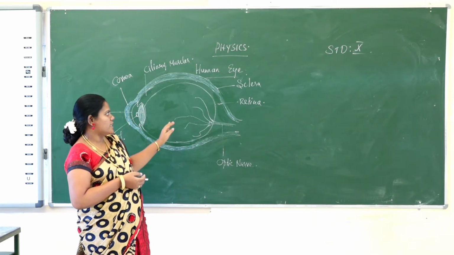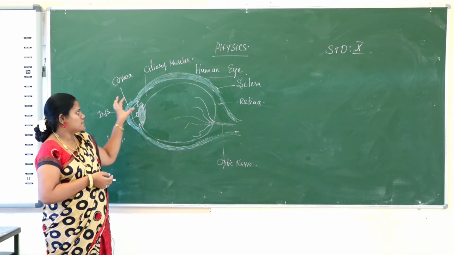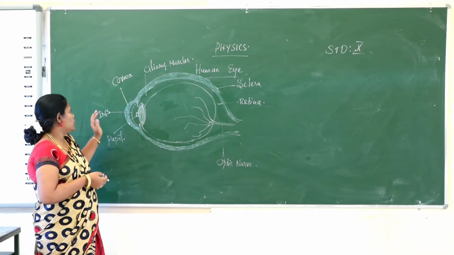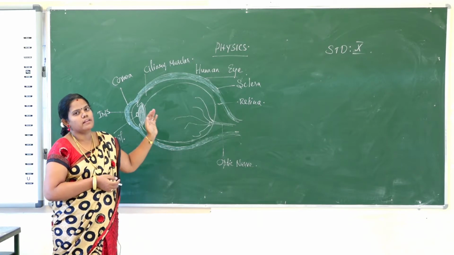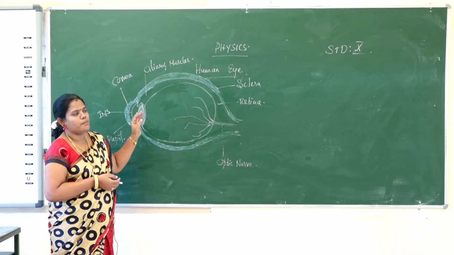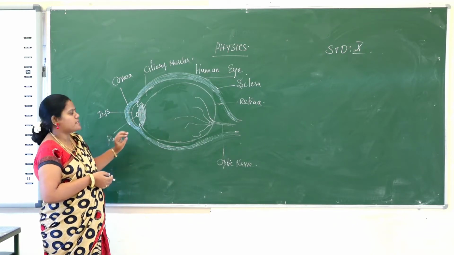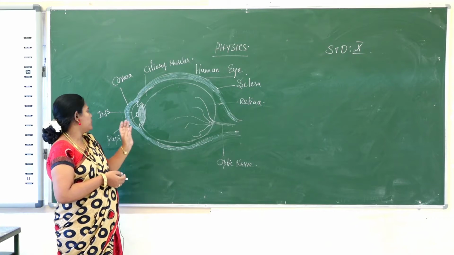Okay, so first I will explain the human eye and its parts. This is the structure of the human eye. The human eye has various parts, and in our body only the eye is used to see objects, especially the eye lens. So I will explain the parts of the human eye.